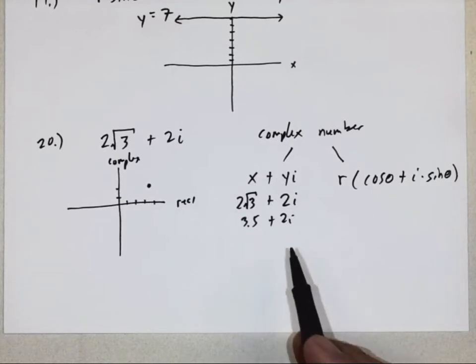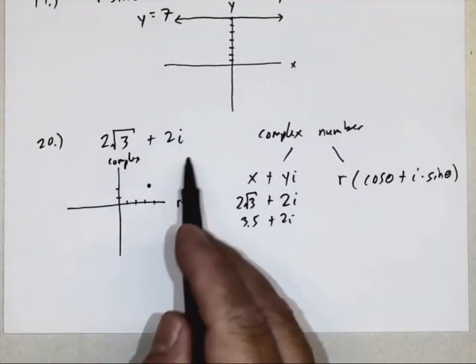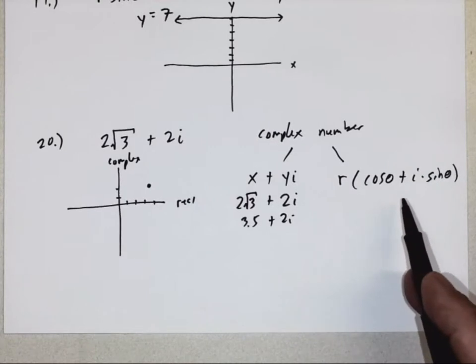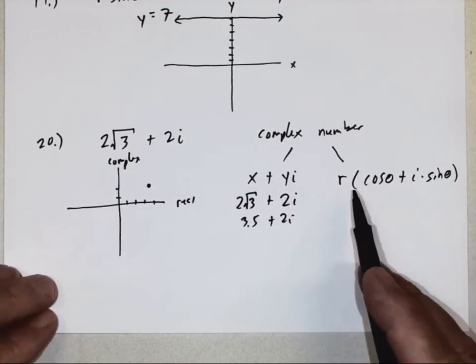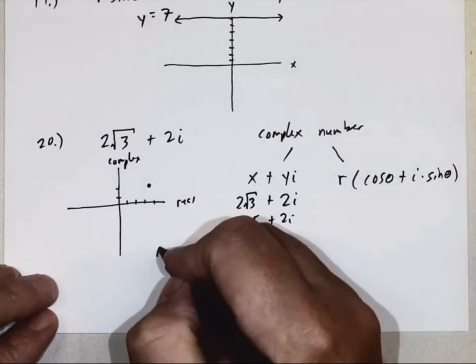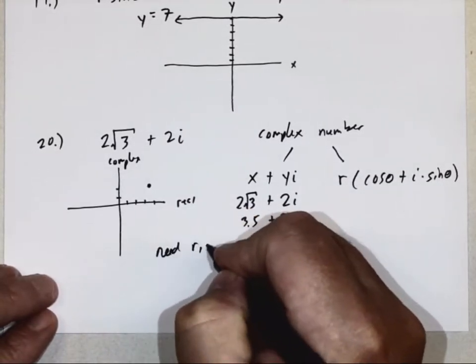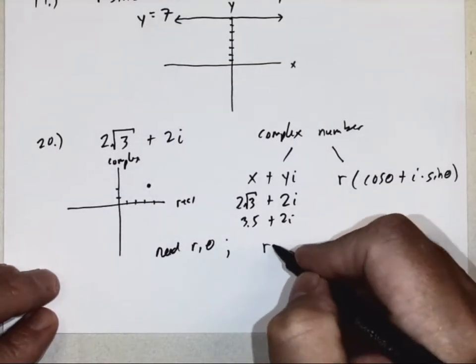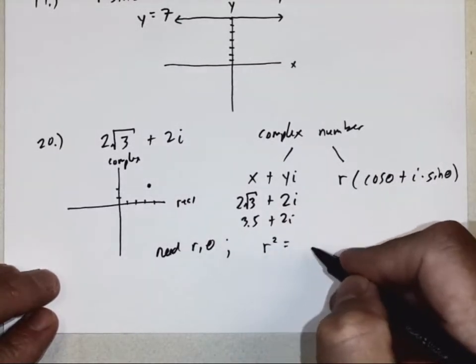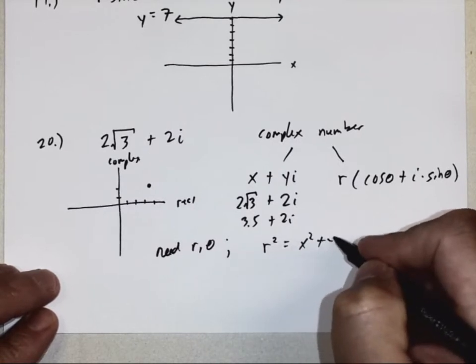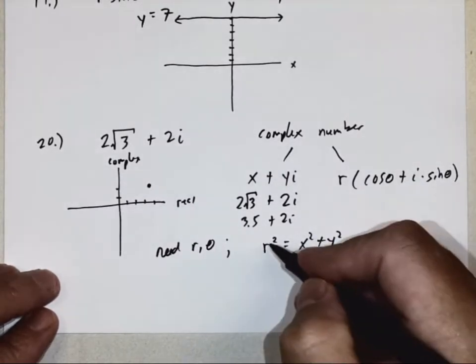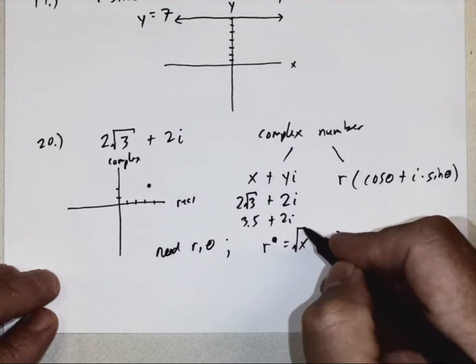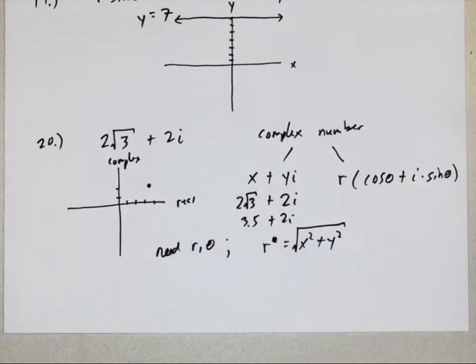Now they want me to rewrite this in polar coordinates. So I need to get r and theta to do that, and the same rules still apply. R squared, or if I want to, I could just say r is the square root of x squared plus y squared.